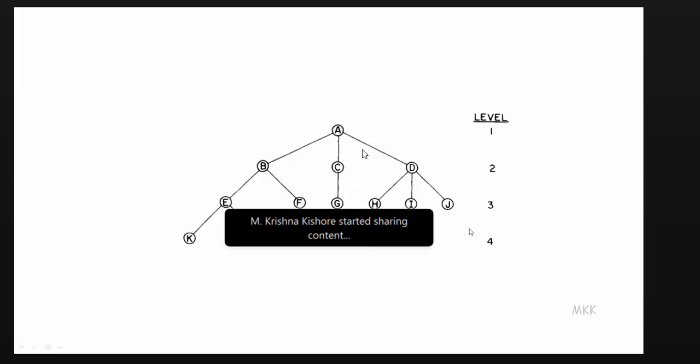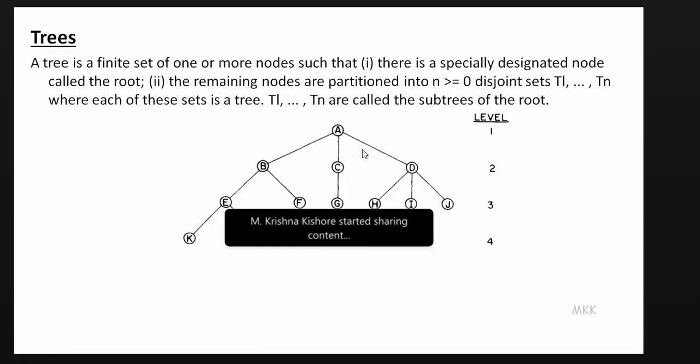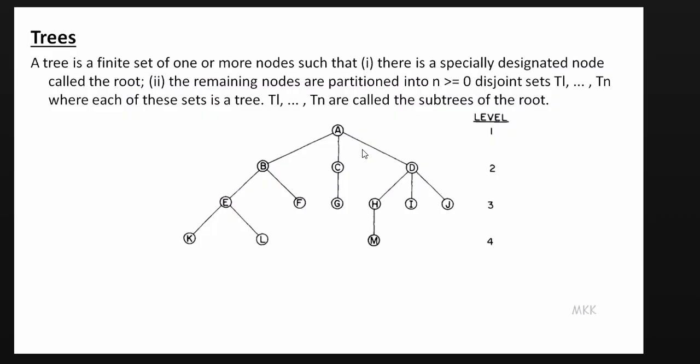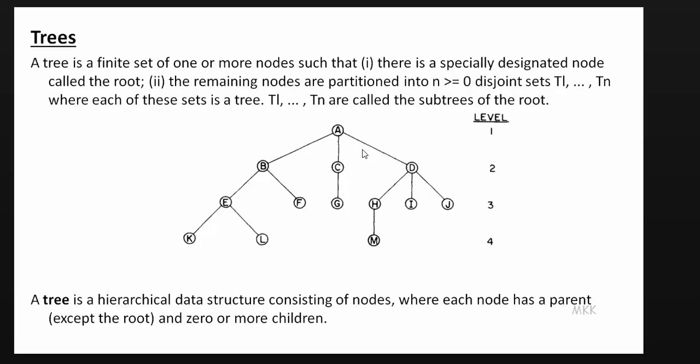So, generally, we know the definition of the tree. A tree is a finite set of one or more nodes such that there is a specifically designated node called a root for any tree. In nature, we see trees with root, branches, and leaves, right? In the same way, we are going to construct a data structure, which you already learned in BE, under graduation. So, same thing here also.